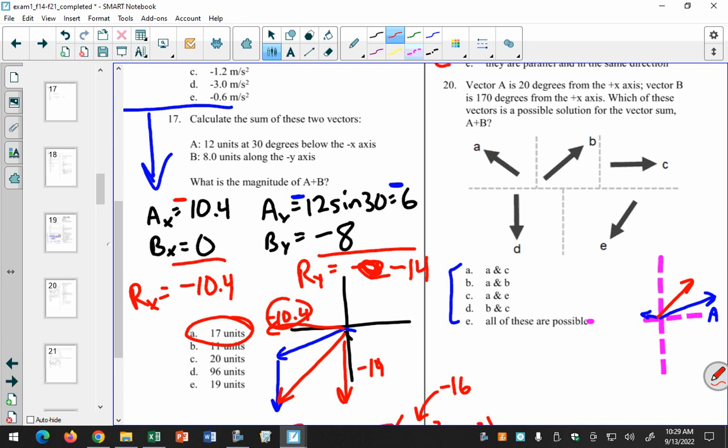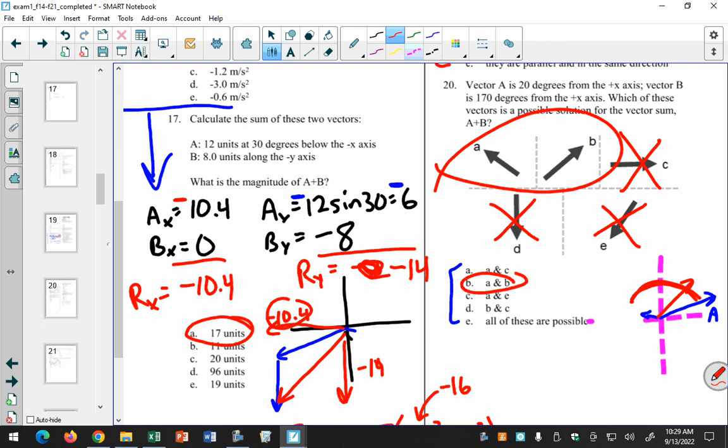However, the sum of those two vectors has to lie in between those two vectors. So it can't be that, can't be that, and can't be that, because all those lie outside of that space in between those two vectors. So it has to be either A or B. So B is the right answer here.